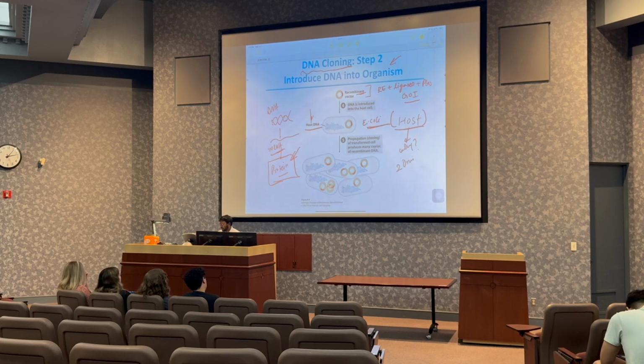E. coli can replicate in 20 minutes. They can make another copy in 20 minutes, another copy in 20 minutes, another copy in 20 minutes. So if you need insulin, you can have tons of insulin within hours.